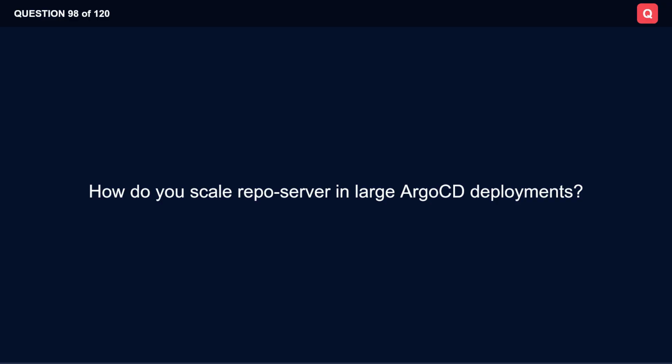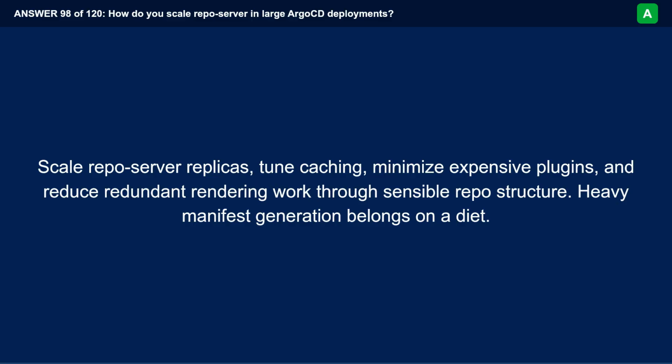How do you scale repo server in large ArgoCD deployments? Scale repo server replicas, tune caching, minimize expensive plugins, and reduce redundant rendering work through sensible repo structure. Heavy manifest generation belongs on a diet.